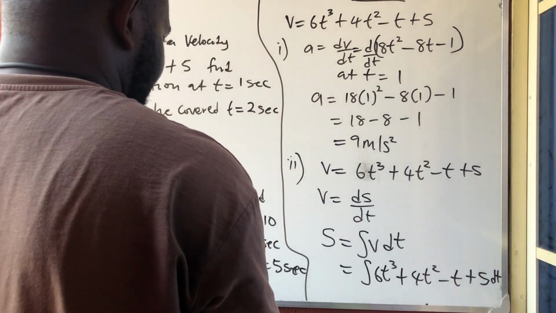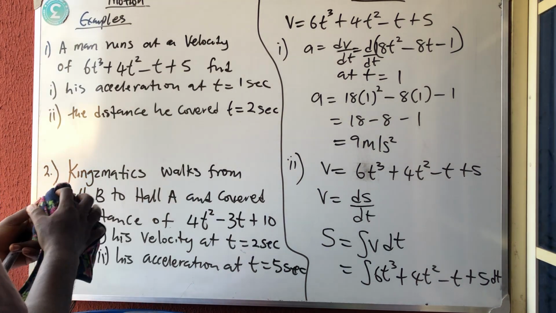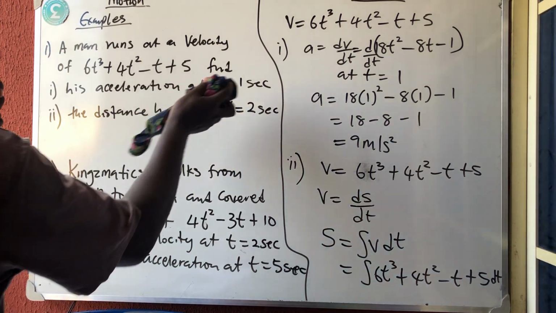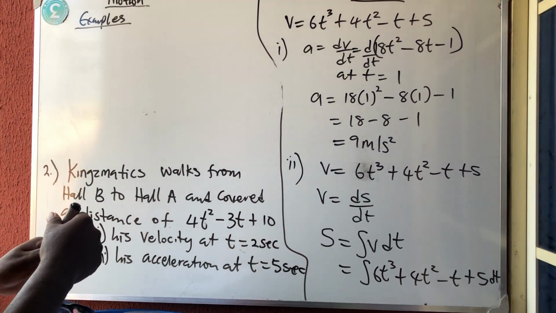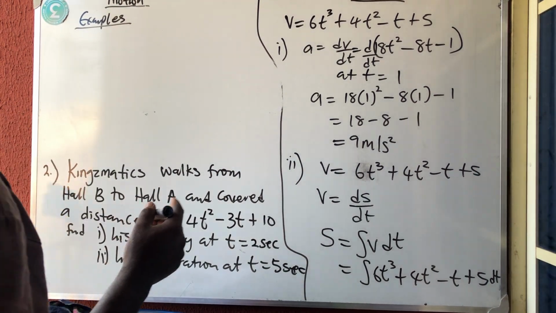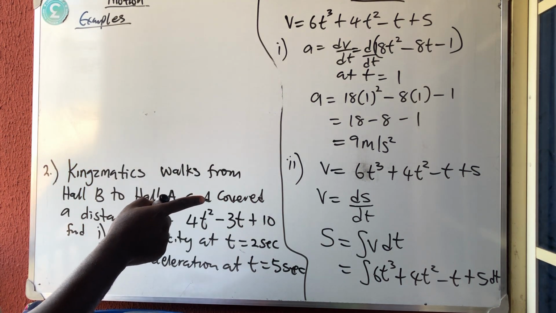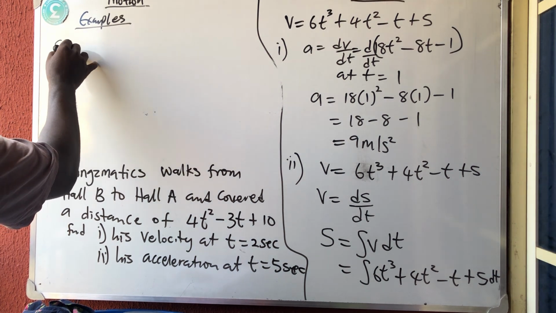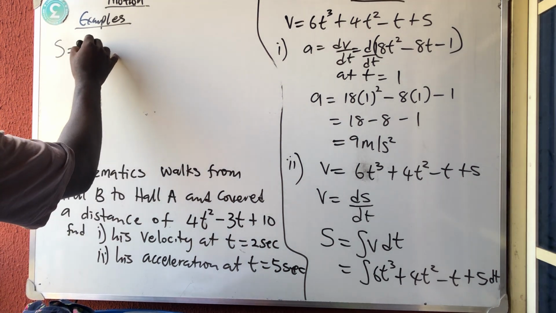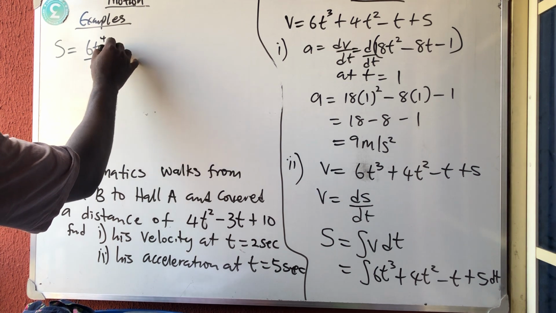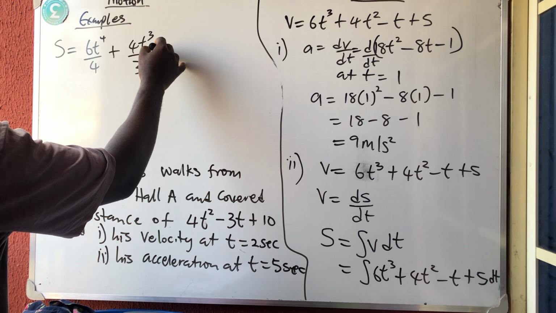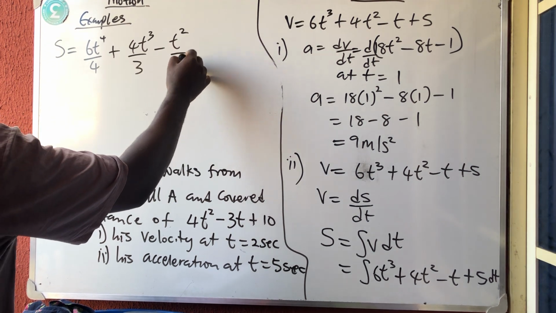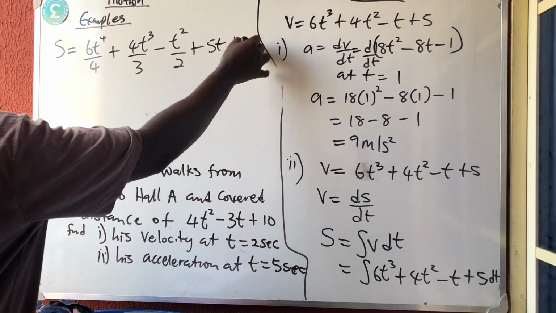Okay, so what do we have now? So I'm going to have that s is equal to 6t raised to power 4 over 4 plus 4t raised to power 3 over 3, minus t squared over 2 plus 5t plus a constant.